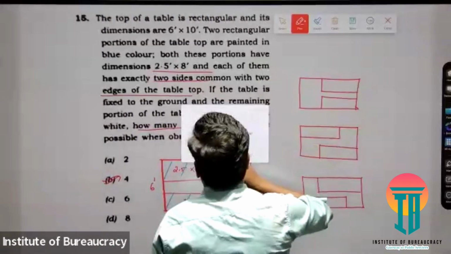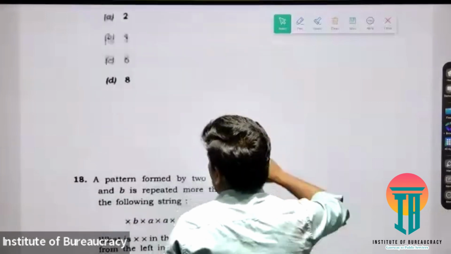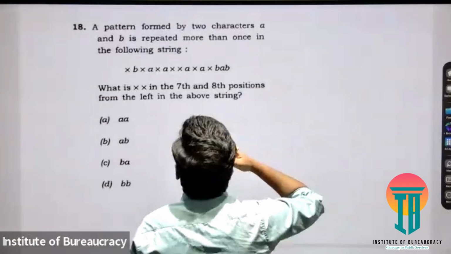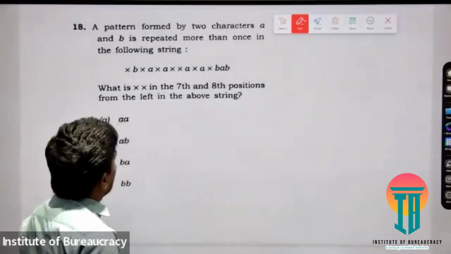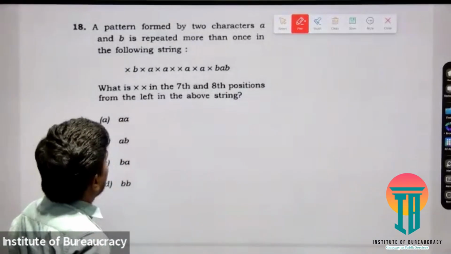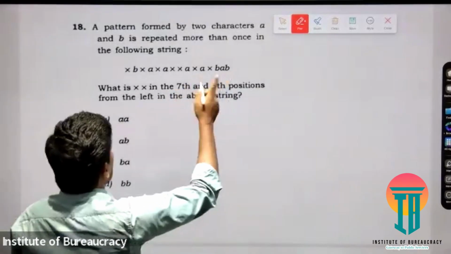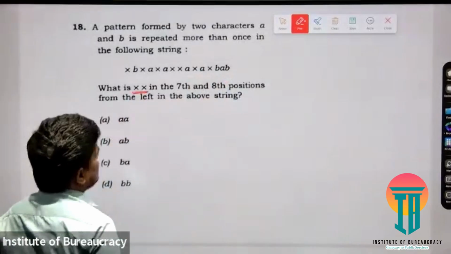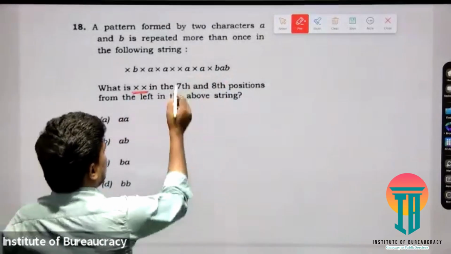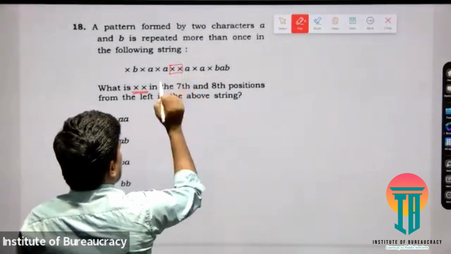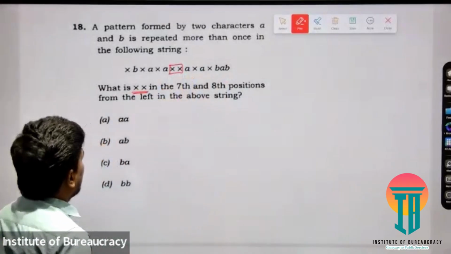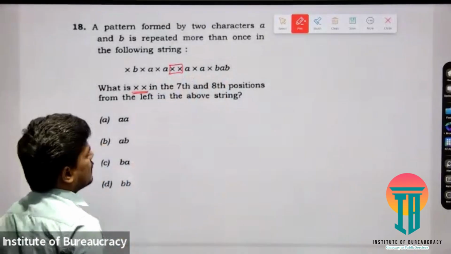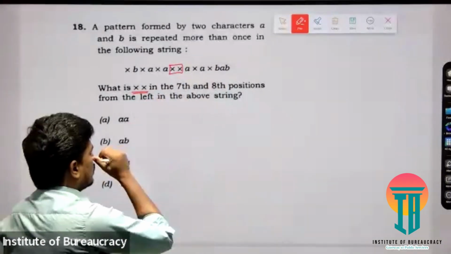The next one. A pattern formed by two characters A and B is repeated more than once in the following string. Okay, they have given the string. What is XX in the seventh and eighth question? Seventh and eighth question means in these two places, what is going to come? From the left in the above string. So in the seventh and eighth place, what is going to come?